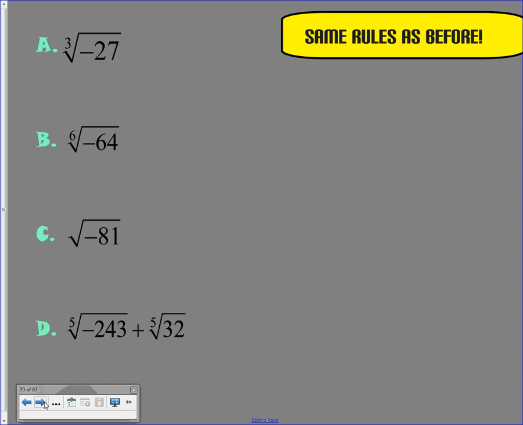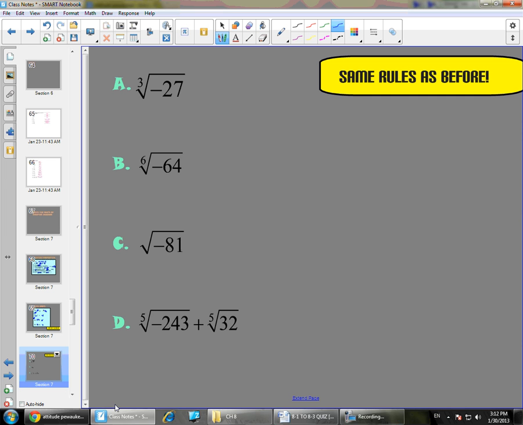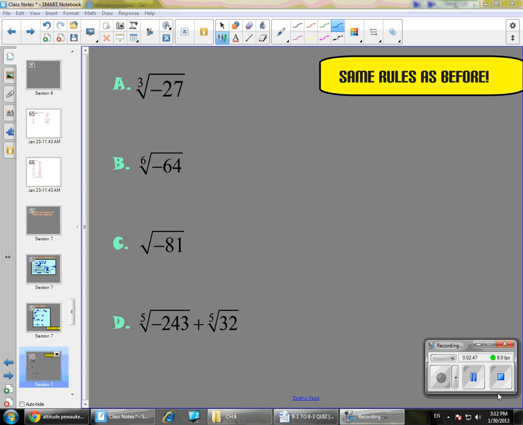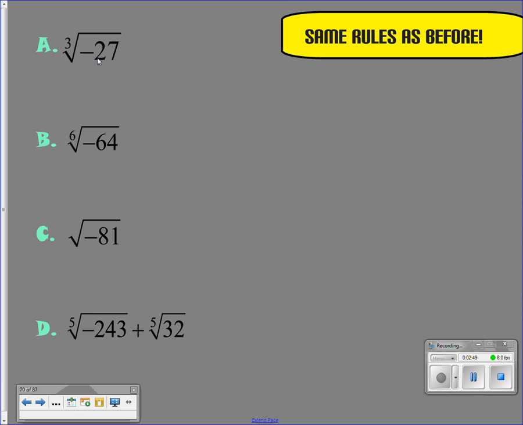Now if we take a look at some of our more clear examples. So we've got the third root of negative 27. Again, that's odd, so we'll have one answer. So that'll give me negative 3. Part B, the sixth root, so even, and negative is no solution because there's nothing that I can raise to the sixth power to get a negative 64.